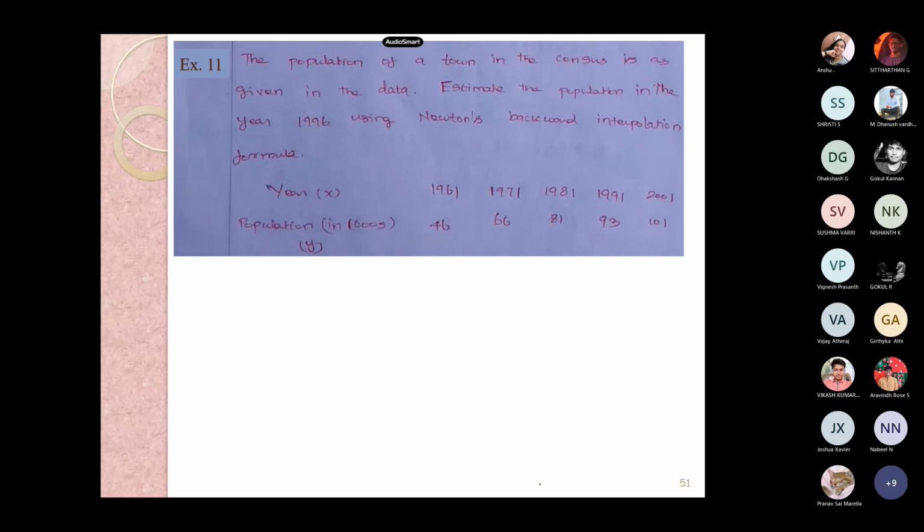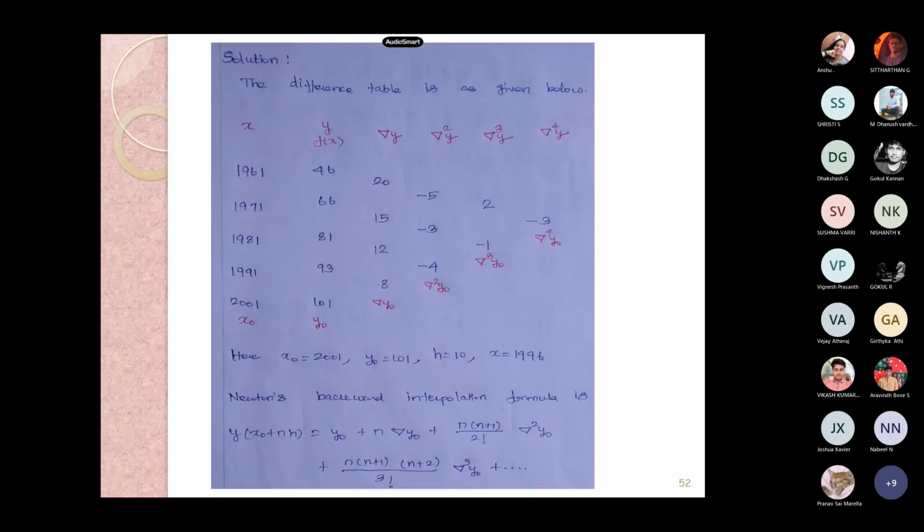We need to begin with the difference table. Yes, this is the difference table. 66 minus 46 is 20, 81 minus 66 is 15, 93 minus 81 is 12, and 101 minus 93 is 8. Continuing with this, we get minus 5, minus 3, 4, minus 4, and 2, here minus 1 and minus 3.